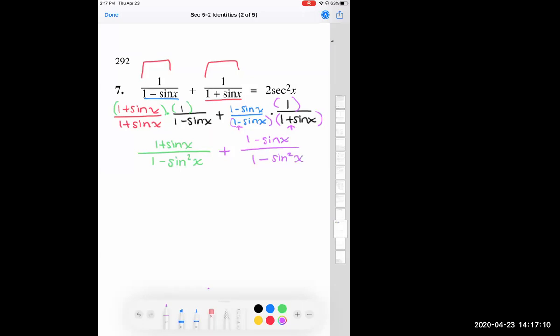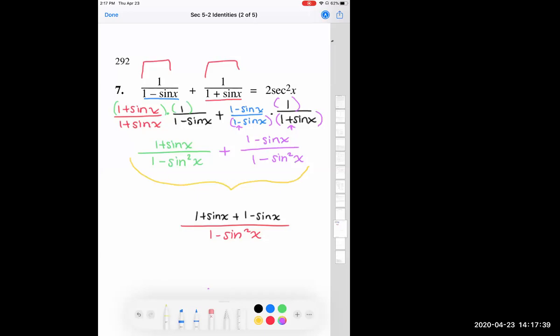Okay, now that I have the same denominator, I can write them together. So let's go ahead and join them and write them together under the same denominator. What is our denominator? 1 minus sine squared of x. Let's go ahead and bring that together so that we have 1 plus sine of x plus 1 minus sine of x.